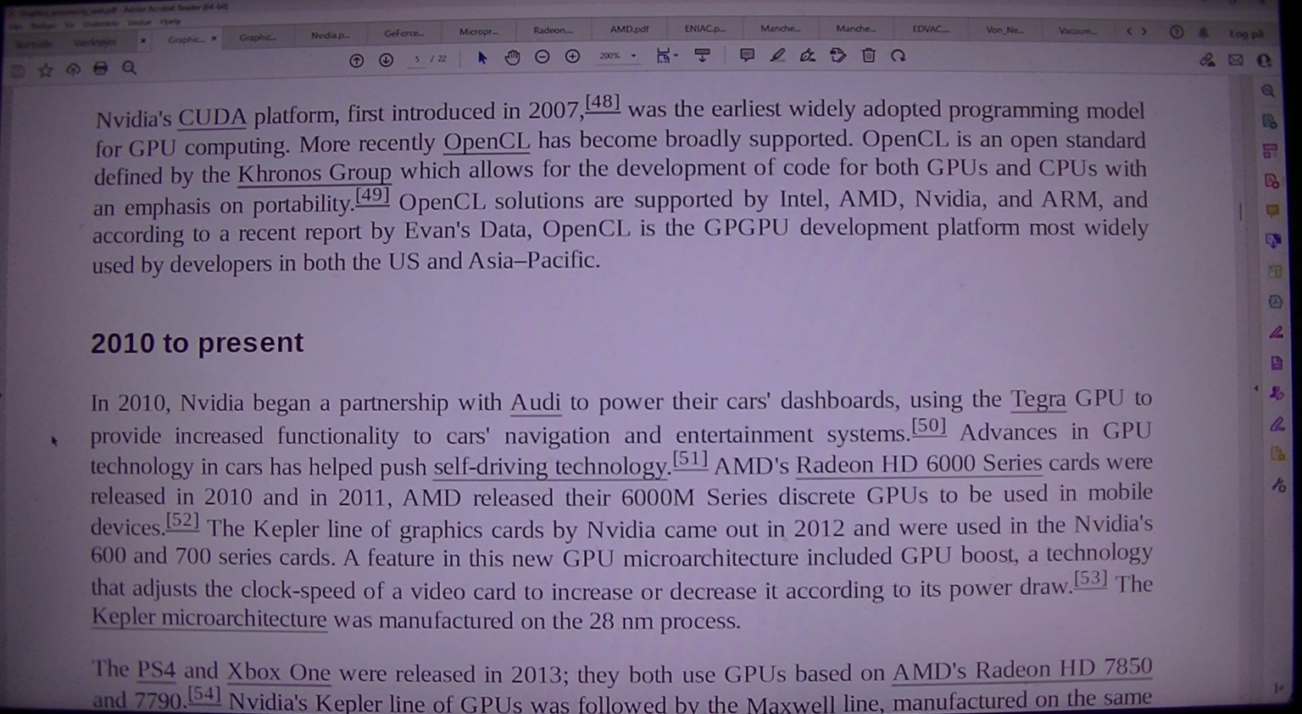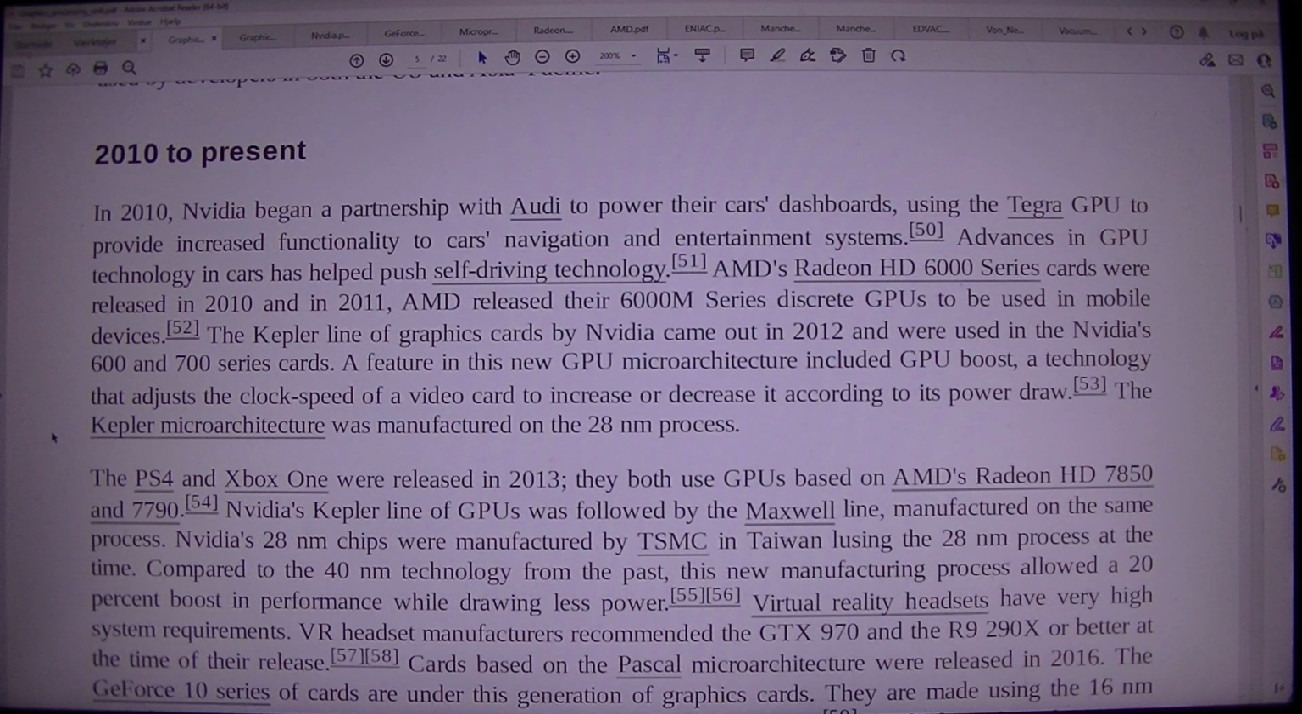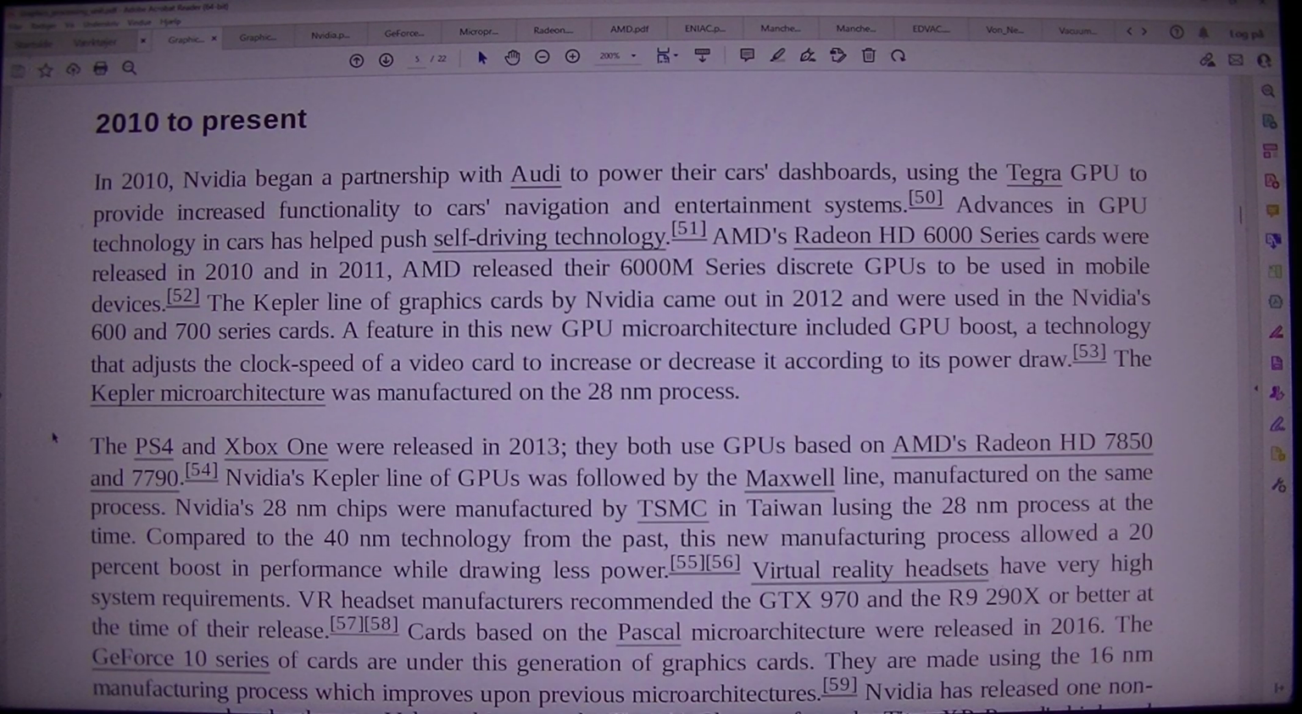2010 to present. In 2010, NVIDIA began a partnership with Audi to power their cars' dashboards, using the Tegra GPU to provide increased functionality to cars' navigation and entertainment systems. Advances in GPU technology in cars has helped push self-driving technology. AMD's Radeon HD 6000 series cards were released in 2010 and in 2011, AMD released their 6000M series discrete GPUs to be used in mobile devices.